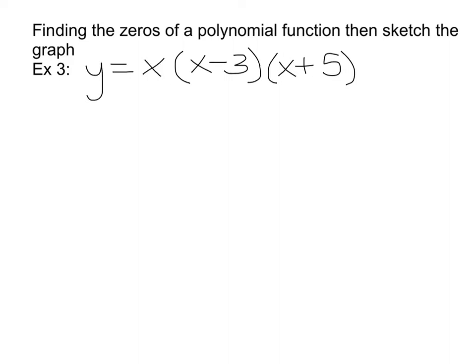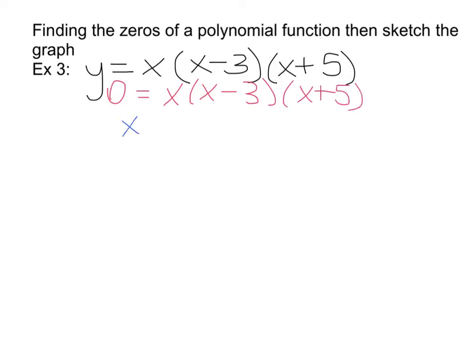In example 3, we are given a polynomial function that has already been factored. And from that, I want you to find the zeros, and then we're going to draw the sketch of this polynomial. So to be able to find the zeros of a polynomial function, we need to use the zero product property. So I need to replace the y with a 0, and then we are going to use the zero product property to find each individual zero.